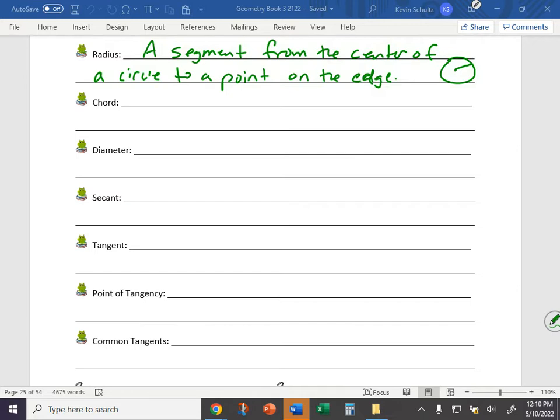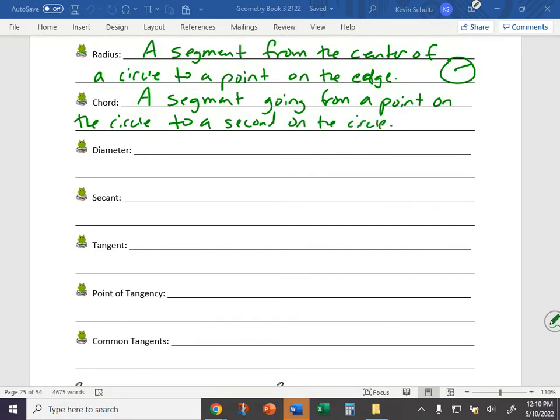How about a chord? This might be new. The chord of a circle. We're all going to learn something new today. A chord is a segment going from a point on the circle to a second point on the circle. I don't even need to use the word edge. I'll say on the circle. A segment going from a point on the circle to a second point on the circle.